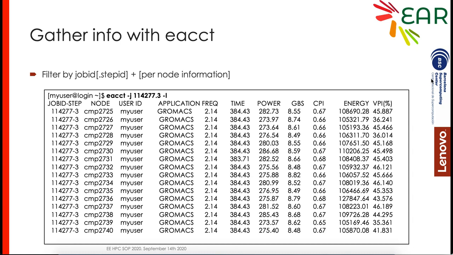And the last column, only shown with the -l option, is the percentage of AVX 512 instructions over the total, what we call VPI, vector instructions per total instructions. Okay, but it only reflects the AVX 512 instructions. Okay, because they are the ones with more weight or more impact on the frequency.